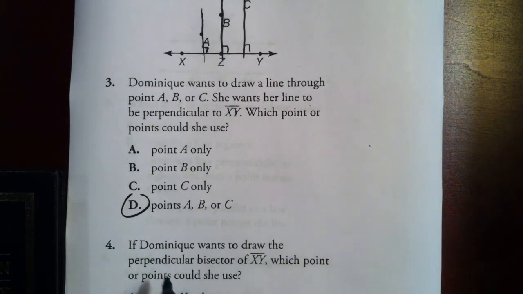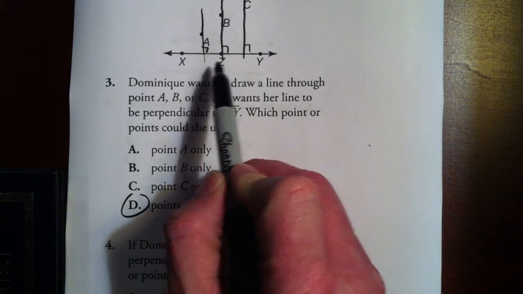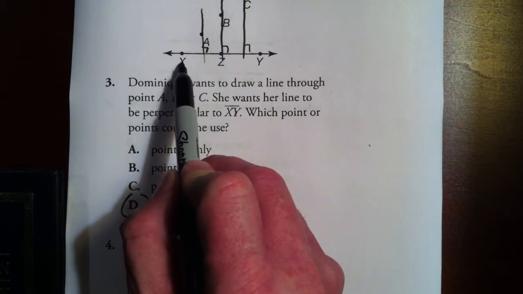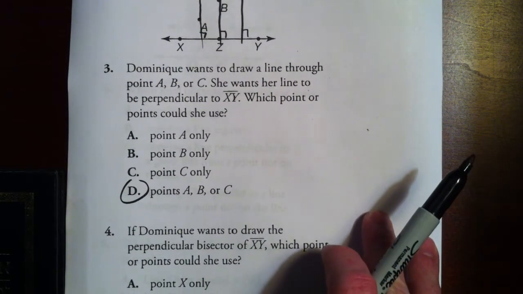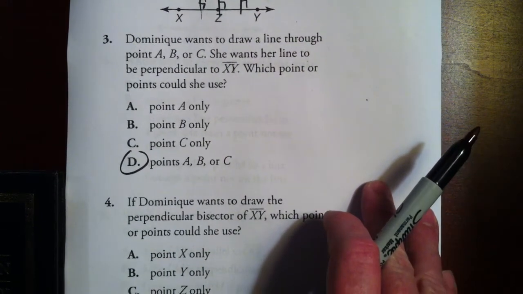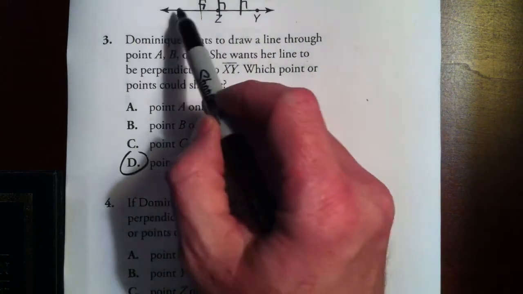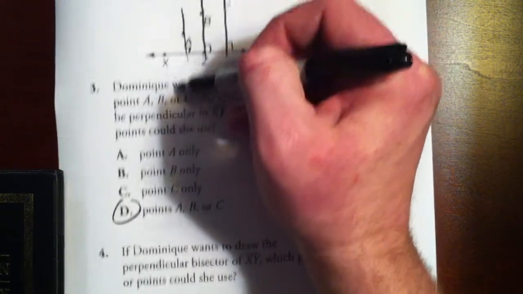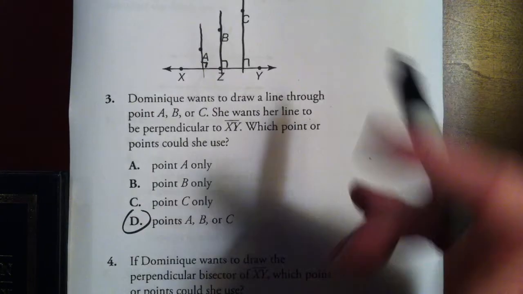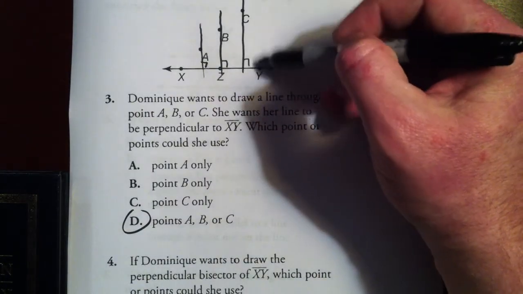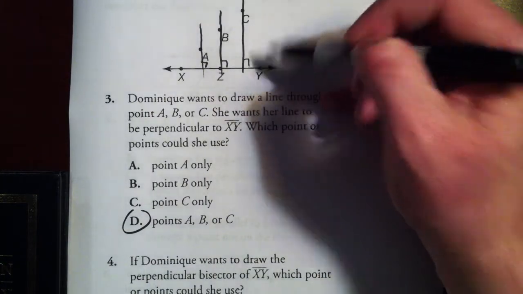Number 4. If Dominique wants to draw the perpendicular bisector of XY, which point could she use? Now again, perpendicular bisector is going to be one right in the middle of X and Y. Therefore, she has to use a specific dot, or dots. All right. Point X only. No, that will not make a perpendicular bisector. Okay. Point Y only. Point Y is way over here, and that will not make a perpendicular bisector because the Y is actually the endpoint.